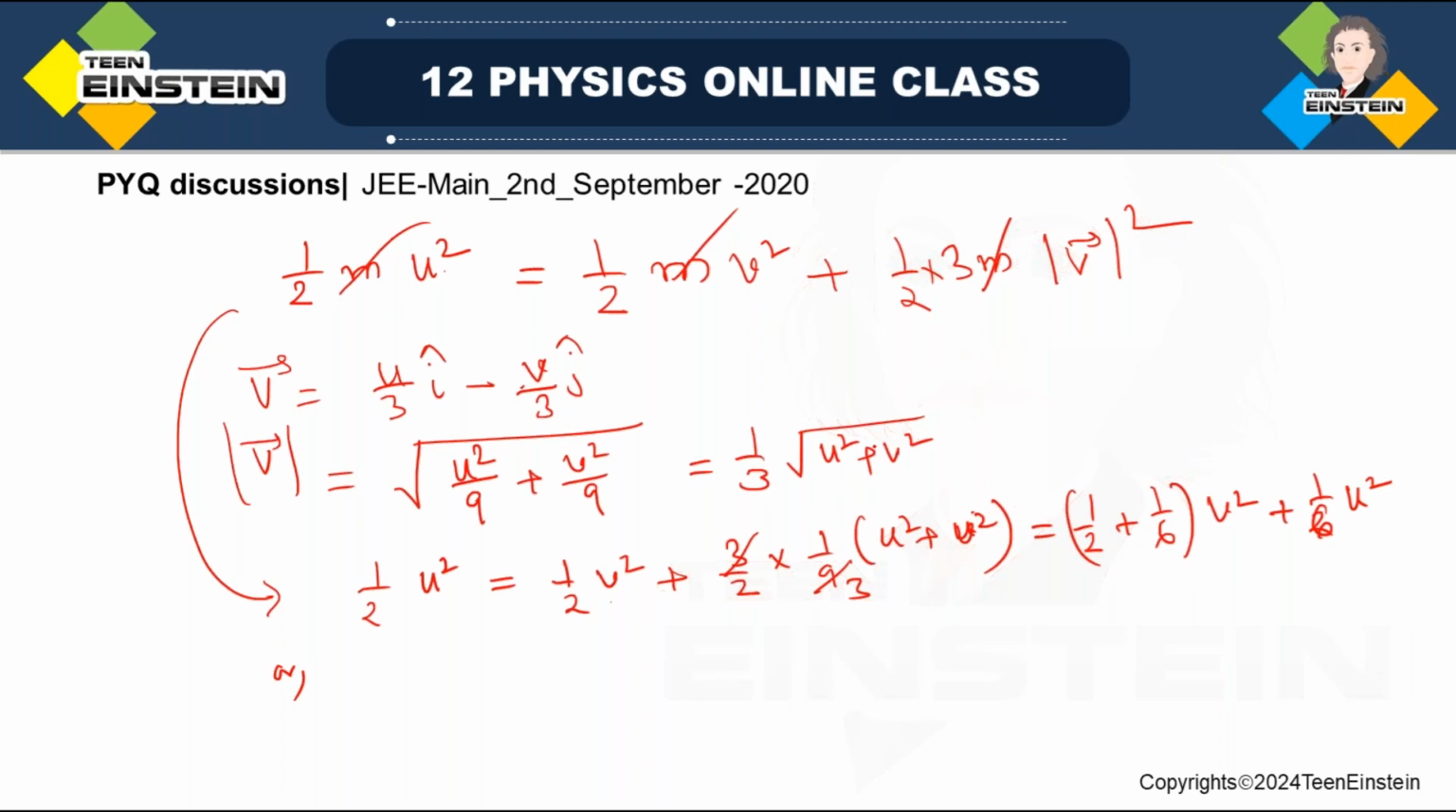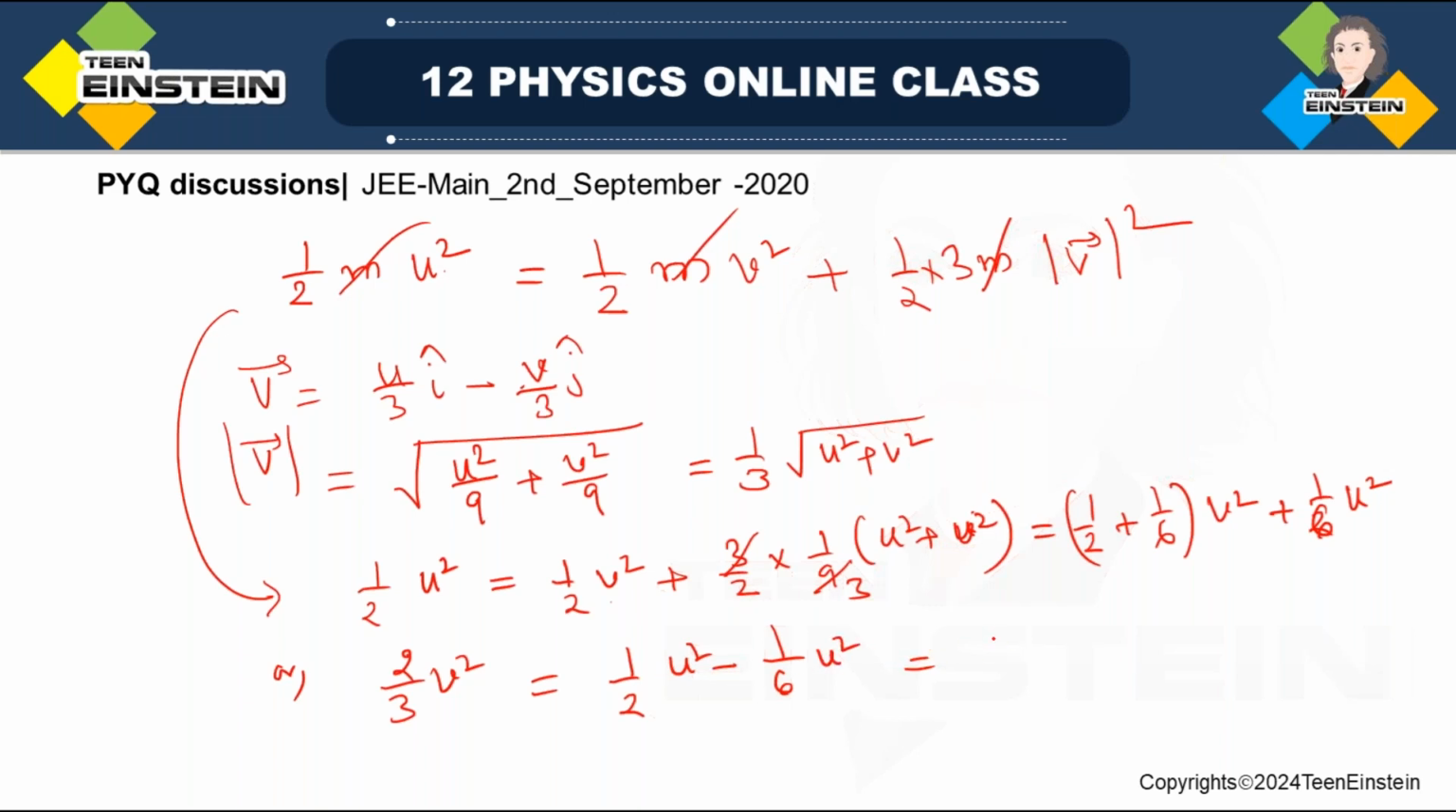Let me check whether I have made some mistake. Hope not. Anyway, let us go. So 1 over v square. Here it will be 3 plus 1. This will be 4 by 6, that means 2 by 3. 4 by 6 means 2 by 3, so 2 by 3 v square. This I can make minus 1 by 6 u square.